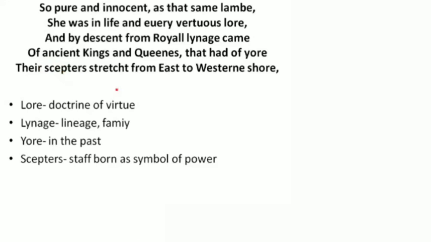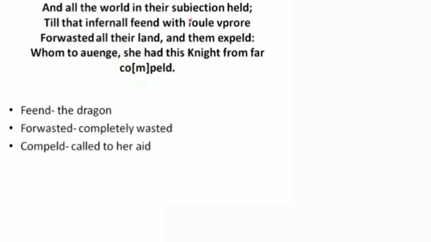So she was from such a noble family, and all the world in their subjection held. So they ruled over the world till that infernal fiend with foul uproar. So what happened? This royal family held their rule all over the world till the time that this dragon took the control, and wasted all their land. It caused destruction all over their land, and then expelled the kings and queens and the people who were living in that castle, who were ruling over that place.